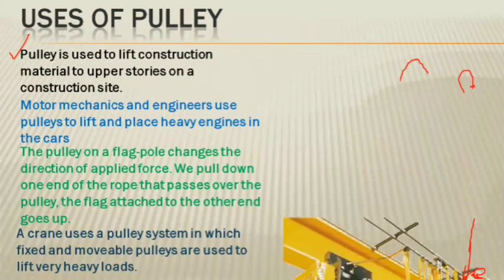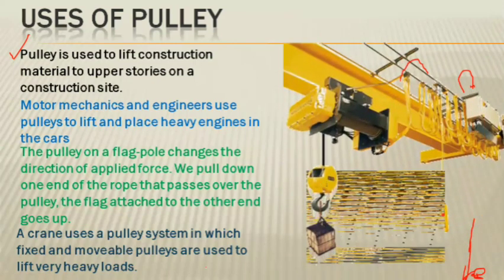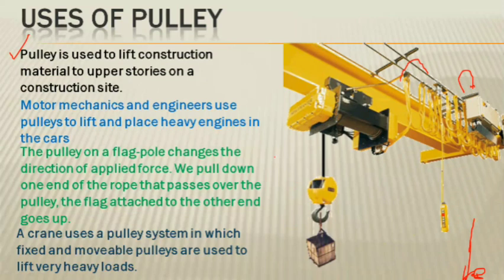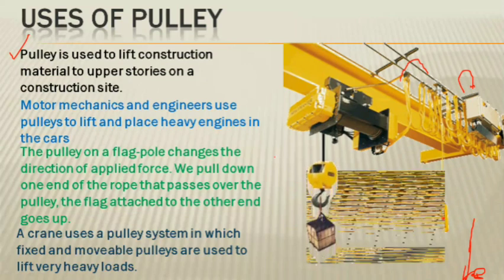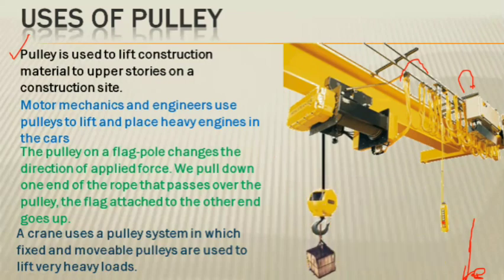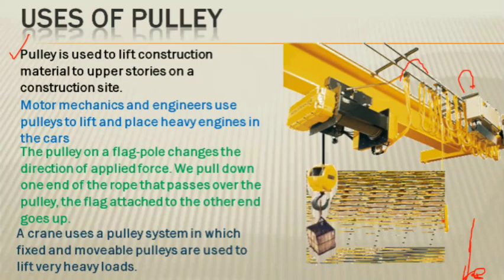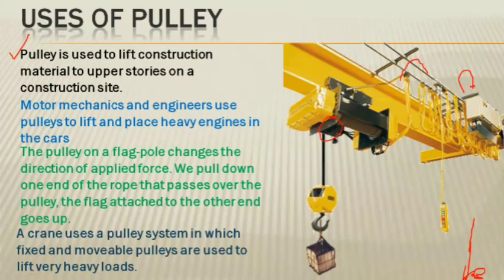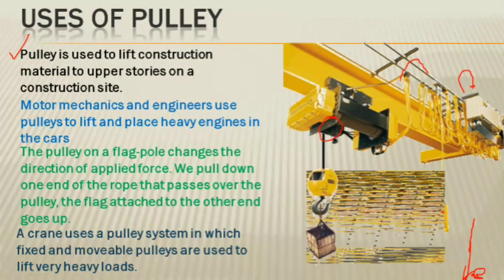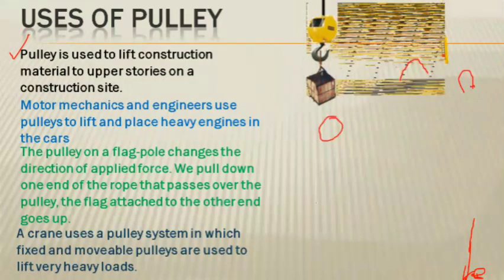A crane uses a pulley system in which fixed and movable pulleys are used to lift very heavy loads. What are fixed and movable pulleys? These are two types of pulleys we'll talk about in the next slide. Here, this pulley is moving upward with the load, that's why it is a movable pulley, and here the pulley is fixed and attached to the crane, so that is a fixed pulley. So both fixed and movable pulleys are used in cranes to lift heavy loads.